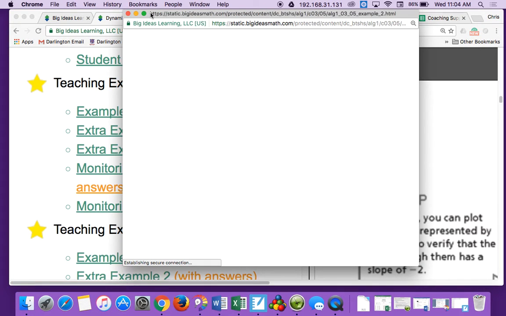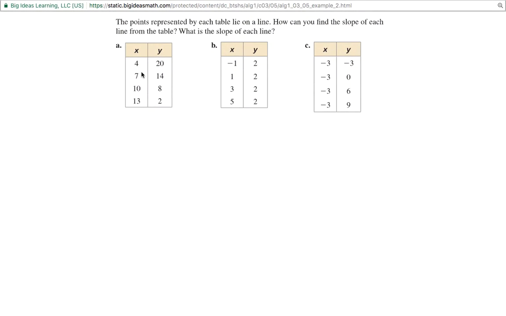All right. Example 2. So this is the case where I said you're not always going to get a visual. Sometimes they're just going to give you a table. Okay. So in letter A, they give you a bunch of points, and they're asking you to find the slope of each line from the table. What is the slope of each line? So according to each table, they're telling you that these points are on the line. So they all make a line. So the first thing we want to do is do the slope.